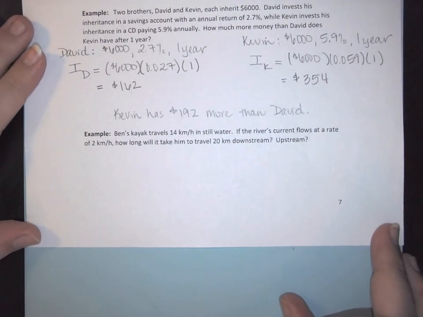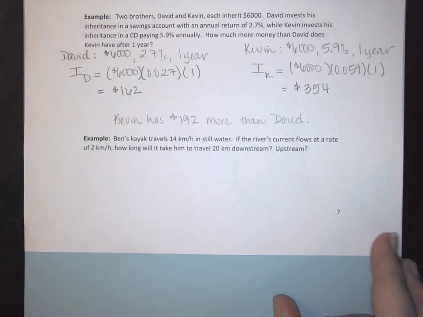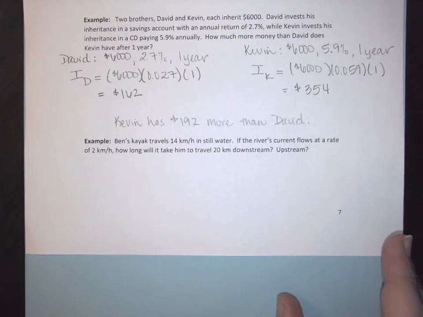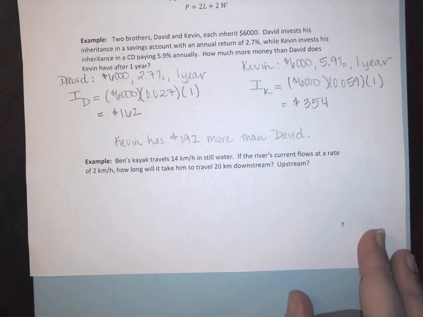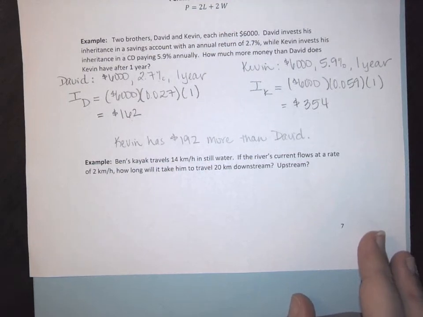Now the second problem seems like it's going to be complicated, but it turns out it's really not so bad. You're just doing it twice. So it says Ben's kayak travels 14 kilometers per hour in still water. If the river's current flows at a rate of 2 kilometers per hour, how long will it take him to travel 20 kilometers downstream and then upstream?